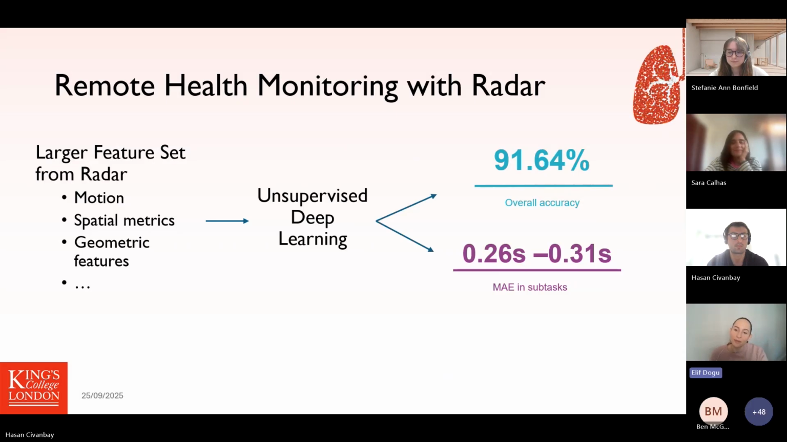To do this task of segmenting, we used an unsupervised deep learning classification method. We classified the frames that we had. And with this method, we could get more than 90% accuracy in classifying these frames. So with this unsupervised deep learning algorithm, which is actually specialized for radar outputs, we could segment the subtasks of this test, which was very useful for clinicians to make their decisions. Next slide, please.